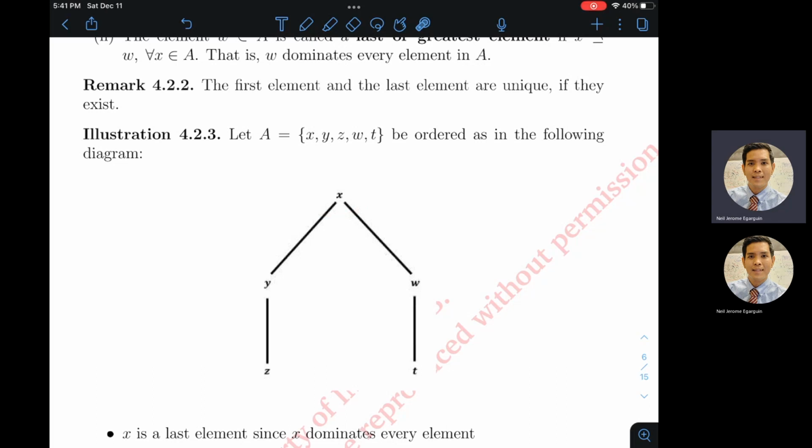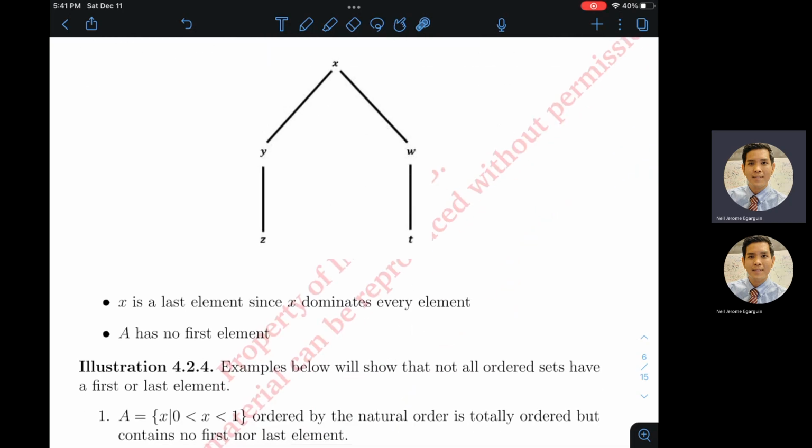And I can use the article "the" kasi nga nag-iisa siya. By remark 2, we know that when the first and last element exist, they will be unique. So wala nang ibang last element or greatest element aside from X. All right? So I hope that trashes out the definition.